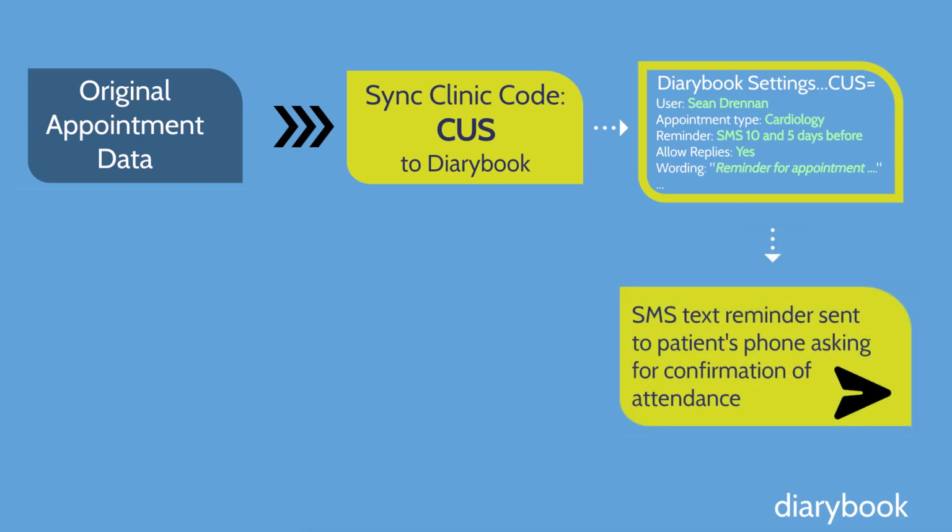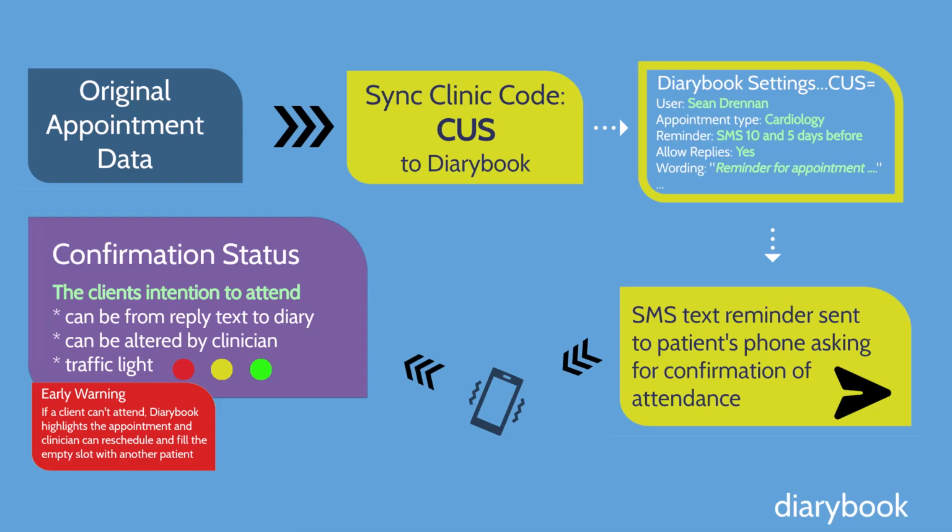Once the appointment is synced, it is processed and a text reminder is sent to the patient asking them to reply with a confirmation that they are attending. When the patient replies, the message is automatically read, looking for keywords, and the appointment's confirmation status is changed accordingly. This allows any user, in this example, Sean, to easily see which patients will attend their appointments and gives an early warning of which patients will not.